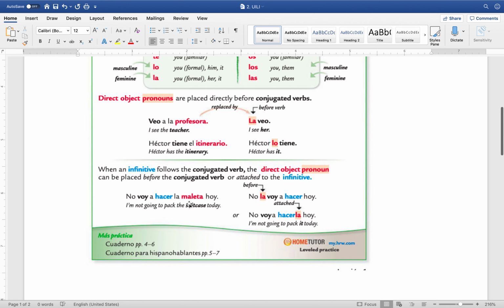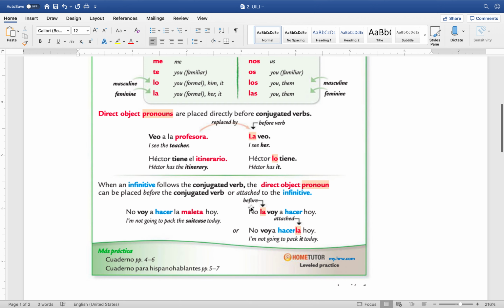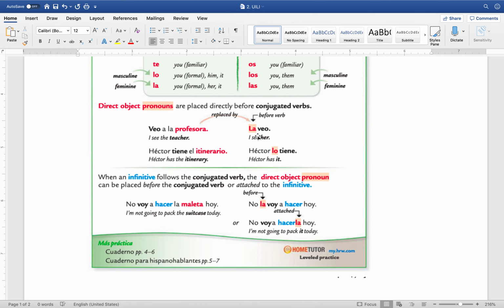Okay, la maleta. So remember how I said you place the direct object pronoun in front of the verb. Because there are two verbs involved in this sentence, there are two different ways to do this. Yes, you're going to replace maleta with la and place it in front of the verb. So that will be: no la voy a hacer hoy. Or you attach the la to the second verb: no voy a hacerla hoy.